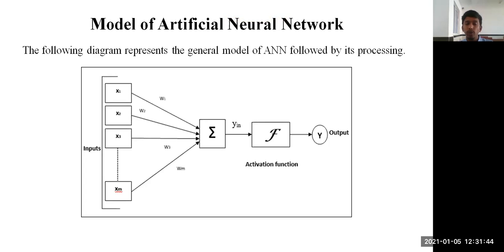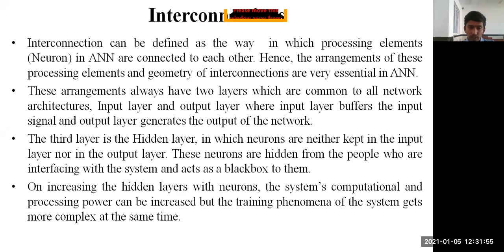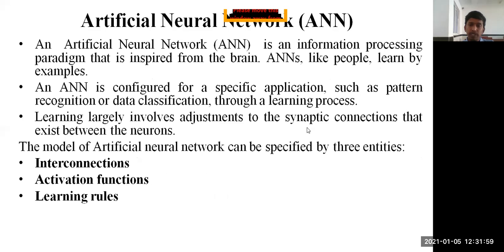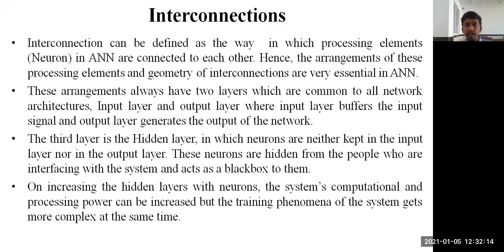So whenever you give some input variables and also some weights to those variables, that is the basic computation of this artificial neural network model. Okay, so as I said, we will be talking about different specifications or entities with respect to your ANN. You have three types of representations in a model, that is interconnections, activation functions, and learning rules. So first we will learn about what these interconnections are with respect to your ANN.